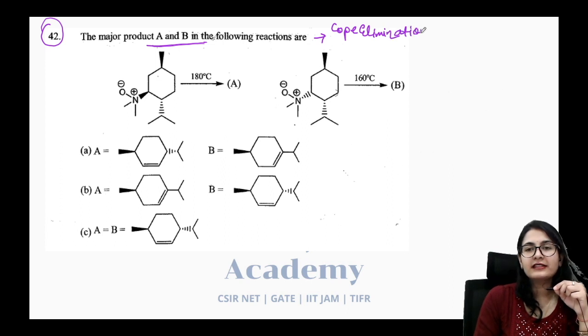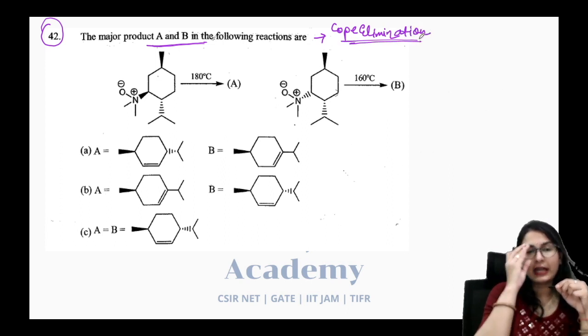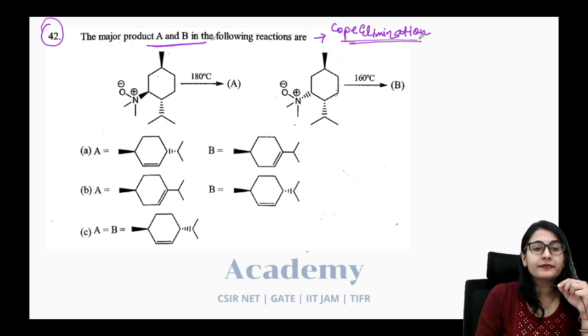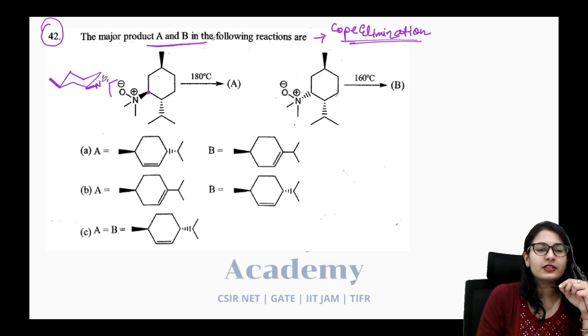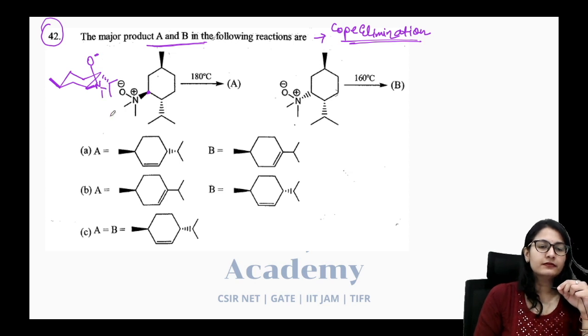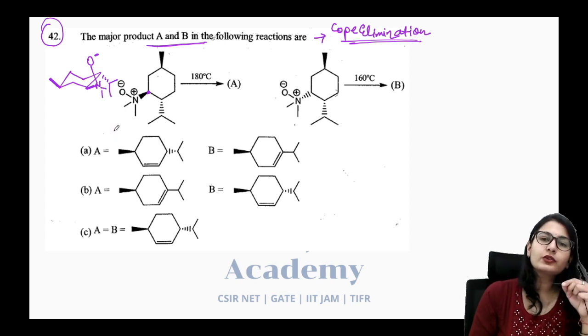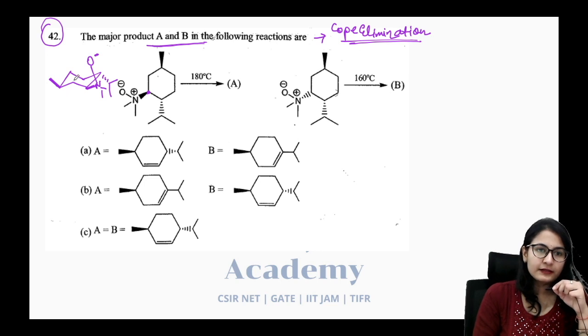We have done these reactions, Cope elimination, and let's see what's happening over here. First of all, whenever you see a stereochemistry problem, try to draw the conformation. So this bond, this nitrogen is above, and the oxygen is above like this, O minus. So Cope elimination goes through a 5-membered transition state.